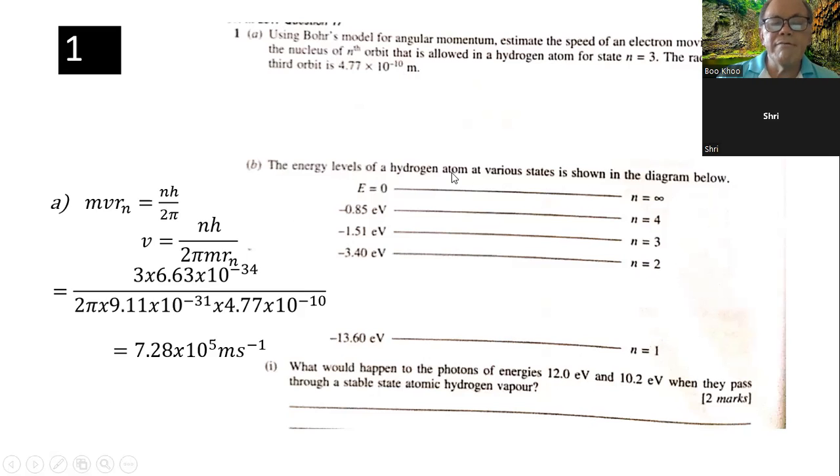Okay. The energy level of hydrogen atom at various states is shown in the diagram below. What would happen to a photon of 12 electron volt and 10.2 electron volt when they pass through a stable state atomic hydrogen vapor?